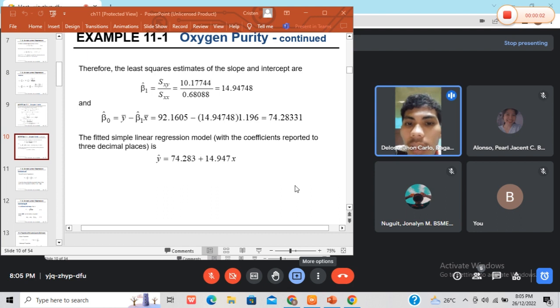The fitted simple linear regression model, with the coefficients reported to 3 decimal places. So we have a regression model. We come up with y hat is equal to 74.283 plus 14.947x.